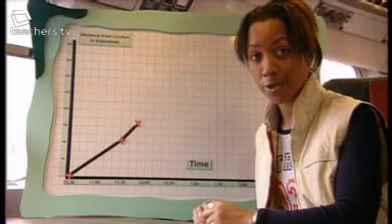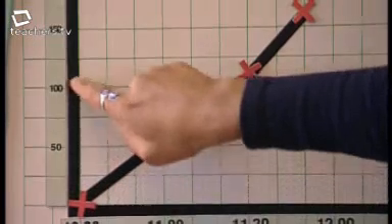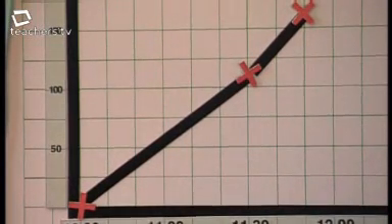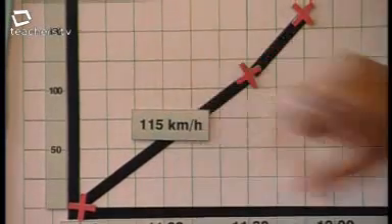But how fast is it travelling? Well, in 1 hour, we covered 115 kilometres. So we were actually travelling at an average speed of 115 kilometres per hour.